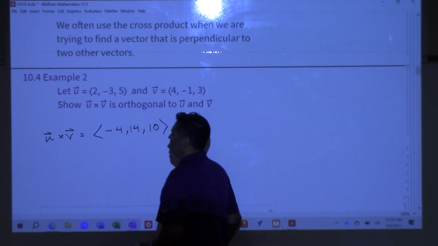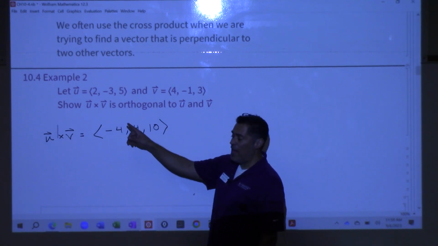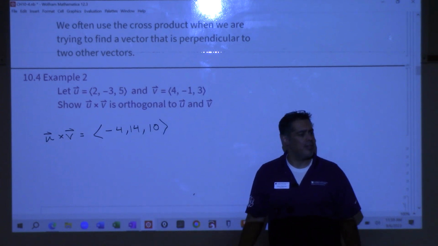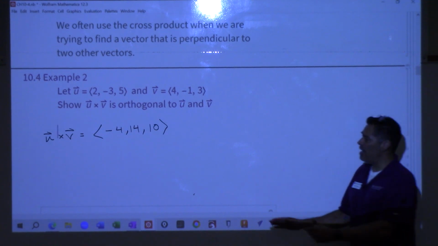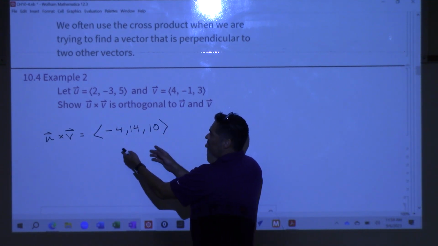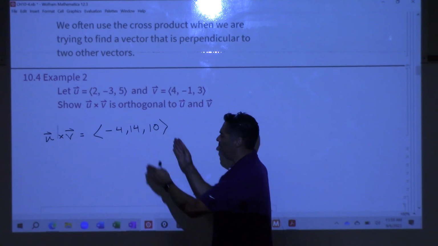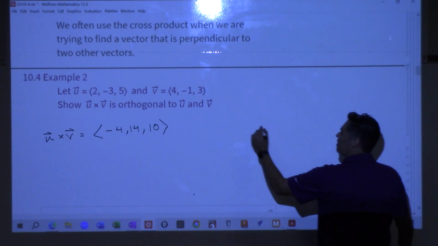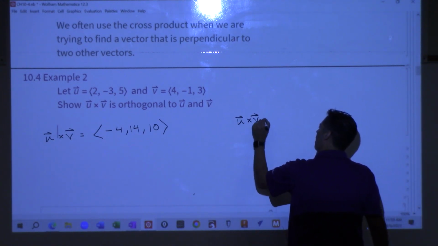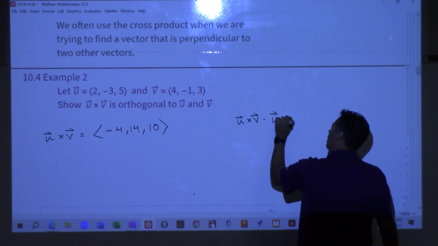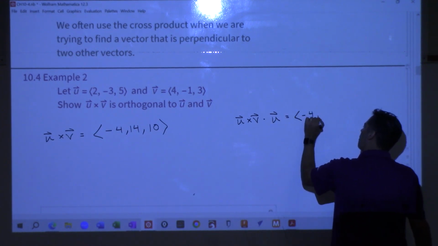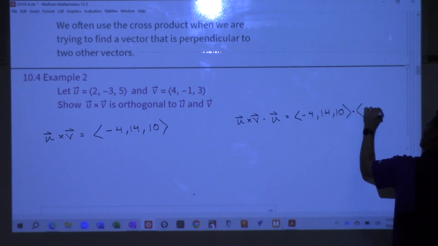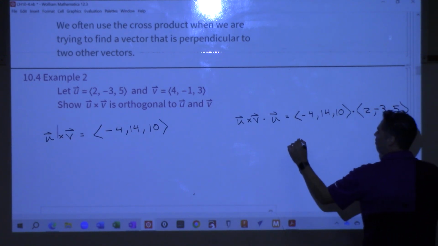Y'all agree? We found this cross product, and I would like you to now show that it is orthogonal to both of those. So how do I do that? I dot it. If I take this new vector and dot it with this, I should get 0. And if I dot it with the other, I should get 0. Then I've shown you that it's orthogonal to both. So let me take u crossed v, and dot it, let's try u first. That will be negative 4, 14, 10, and let's dot that with 2, negative 3, 5. This should work. If it doesn't work, we messed up.